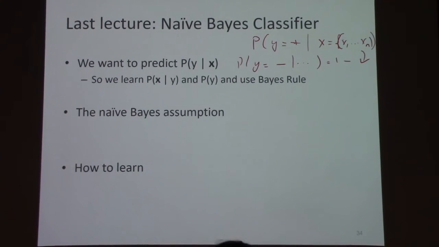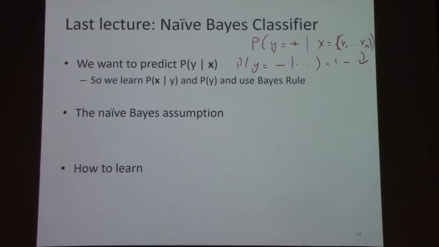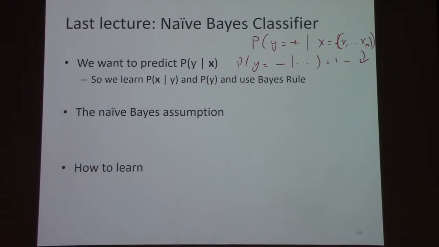In order to predict P of y given x, the probability of the label y given x, we compute P of x given y times P of y. Right? So we know from Bayes' rule that P of y given x is proportional to P of x given y times P of y. So that sets up the learning problem for naive Bayes.